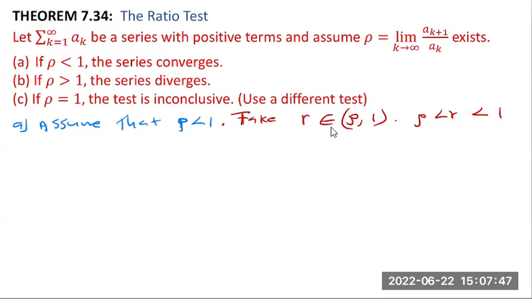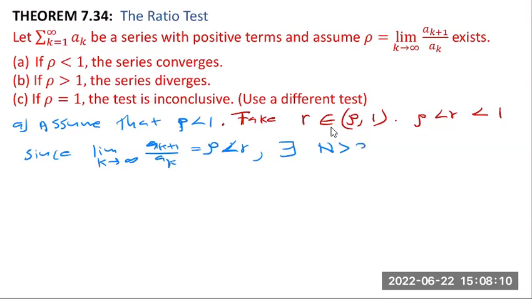Now, since this limit as k approaches infinity of a_(k+1) divided by a_k is equal to rho, and rho is less than r, there exists some large enough n bigger than 0 such that a_(k+1) divided by a_k is less than r for all k greater than or equal to n. This follows from the definition of limit.